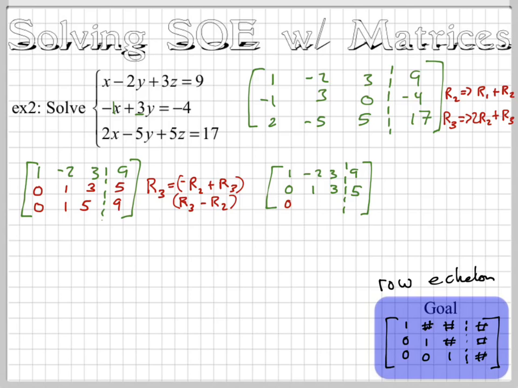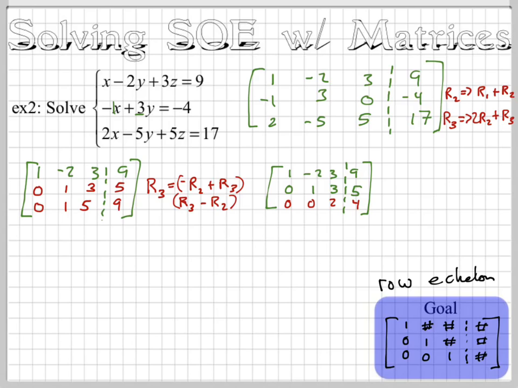So I'm going to get 0 for the first number. The second number, I take 1, multiply it by -1, and then add it to the 0. I get 0, or add it to 1 to get 0. What is 3 times -1 plus 5? That's 2. 5 times -1 plus 9. That's 4. Okay, are we in row echelon form now? No, we have this column's good, but this one, that 2 needs to be a 1.